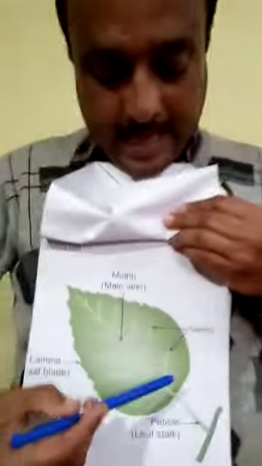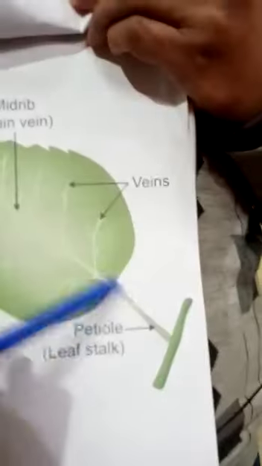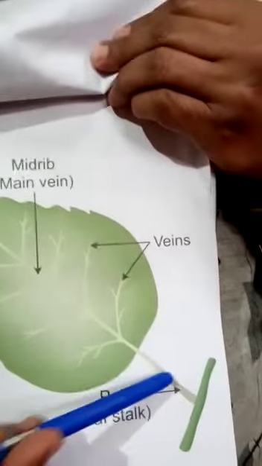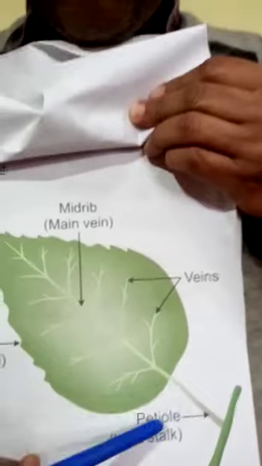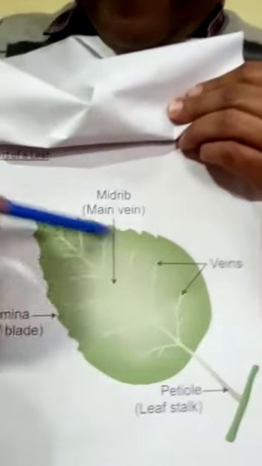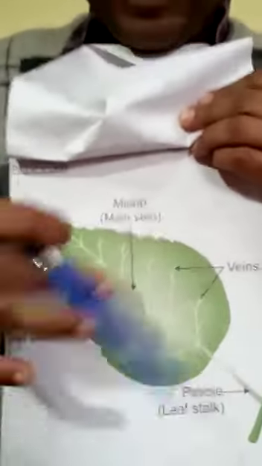Then this stalk is the stalk of the leaf, which is called the petiole. And then this flattened surface, which is almost green in color, is called the lamina.